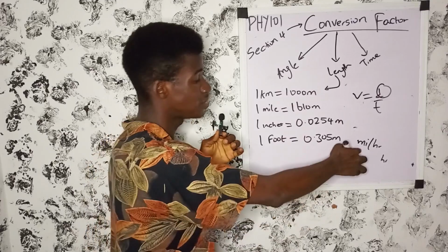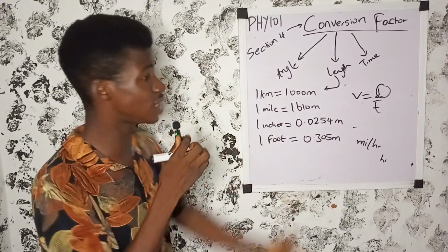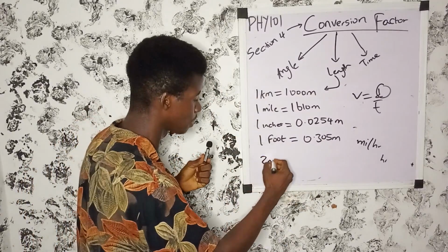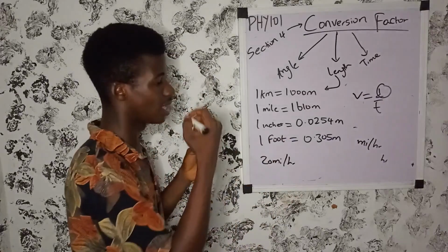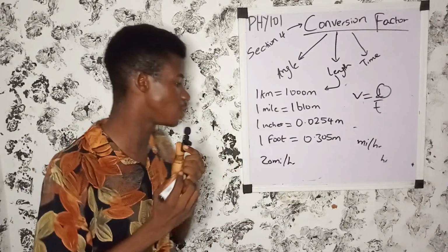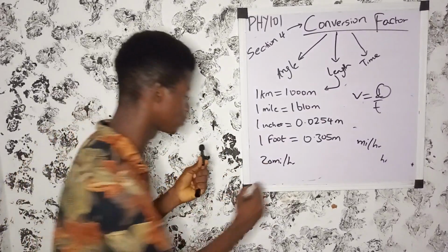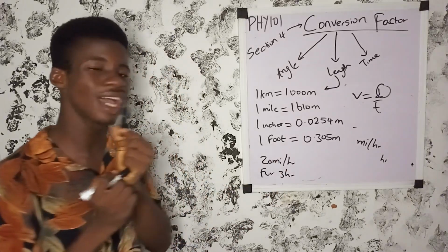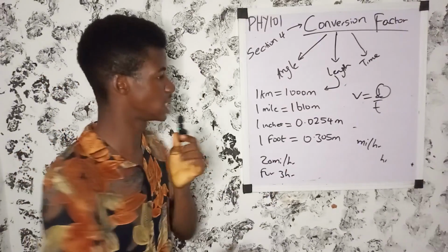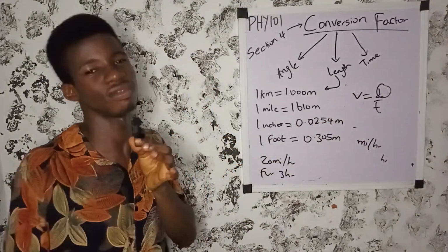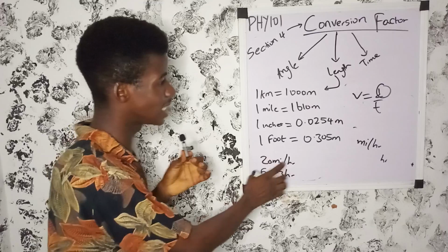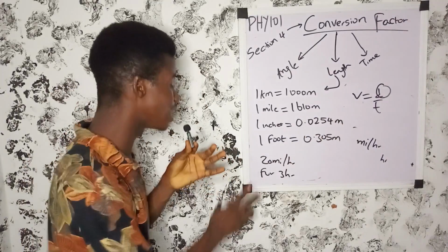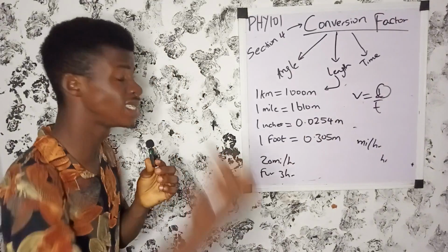They will not tell you to convert. They will just say, for example, a car was moving with a velocity of 20 mile per hour for 3 hours. This is the time, this is the velocity. They will ask you to calculate the distance traveled by the car. If you solve directly, multiplying 20 times 3, you will not get the answer.